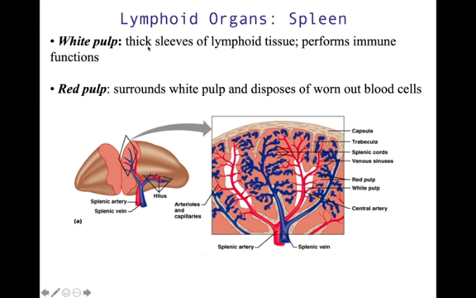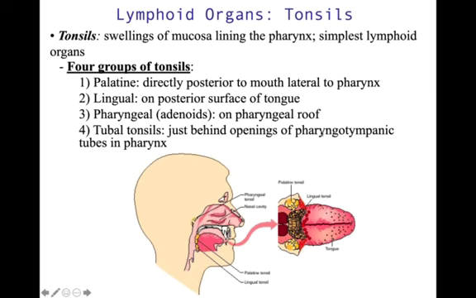So the white pulp are thick sleeves of lymphoid tissue. So we're going to expect to find MALT here. Not necessarily MALT, I'm sorry. We're going to find B cells here. We're going to find T cells. We're going to find macrophages present there. So we're going to leak out of these blood vessels. And again, if there's any pathogens in our blood, we now have B cells, T cells ready for their antigenic challenge.